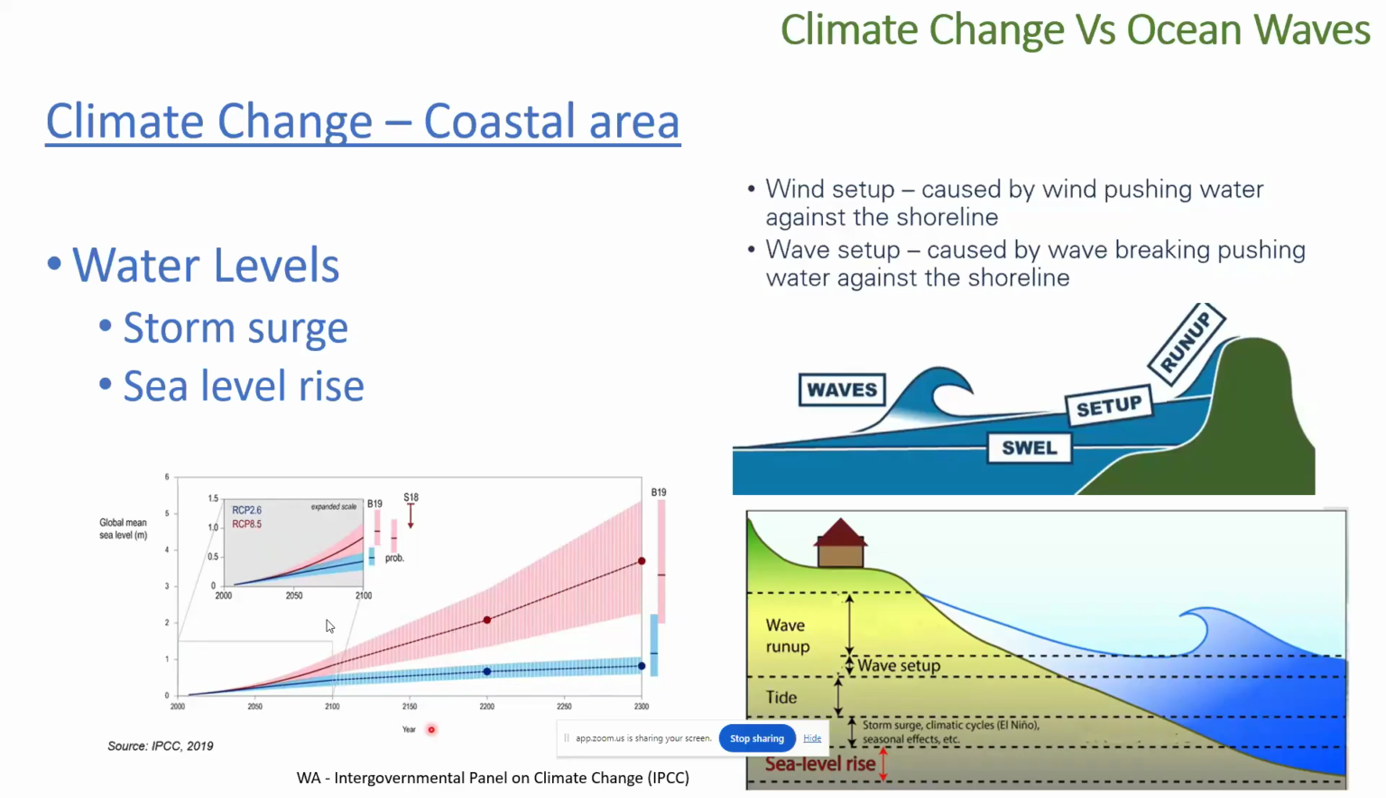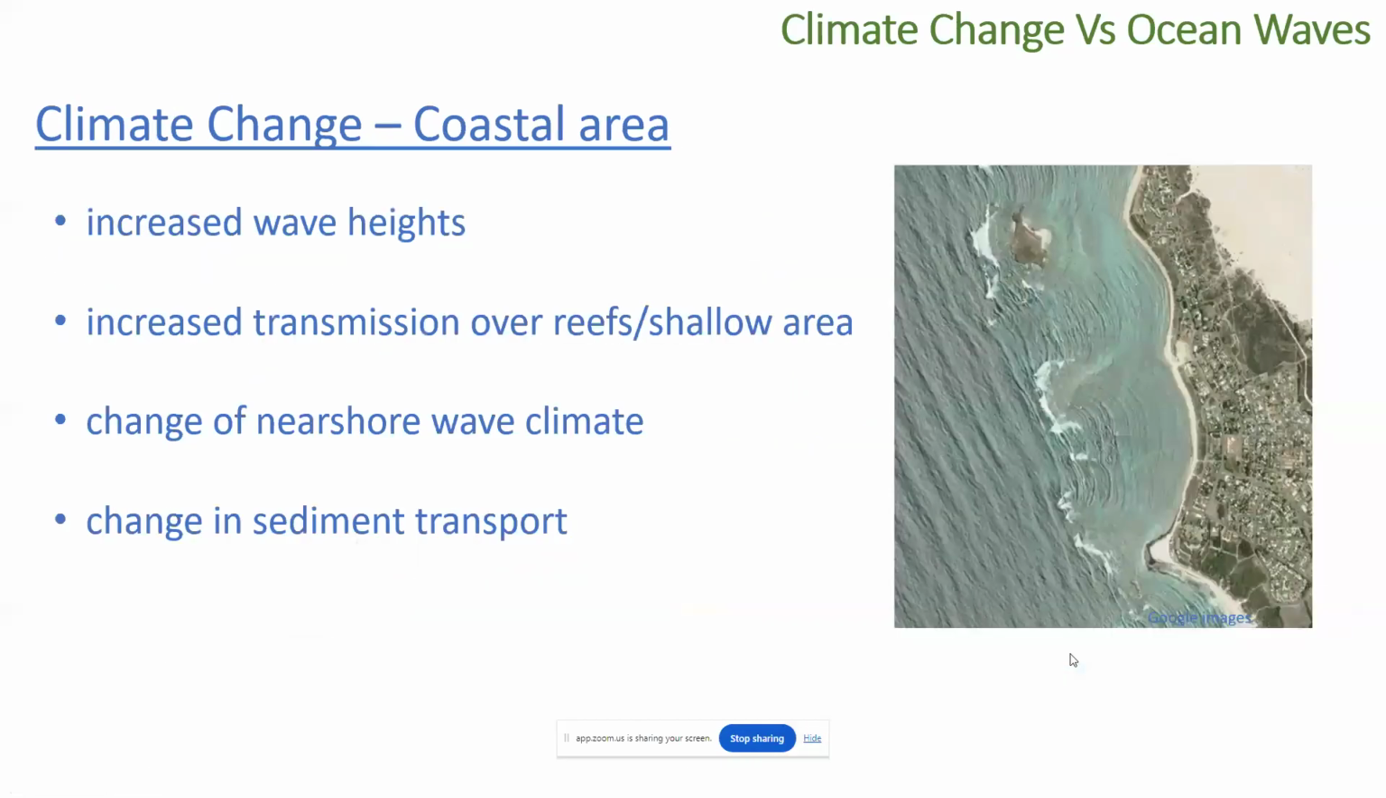In addition to the sea level rise, there are other components coming into the water level. With climate change, there is some enhancing factor in the forming of extreme wave conditions. And with these extreme waves, storm surge, wind setup and wave setup could be adding to these water levels. Also, climate change enhances increased transmission of these high waves over shallow and reef areas, which results in change of nearshore wave climate and also changes in sediment transport.